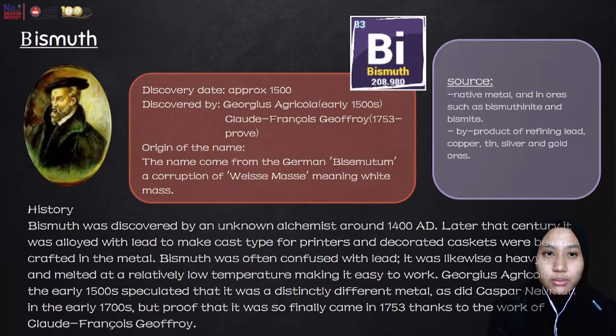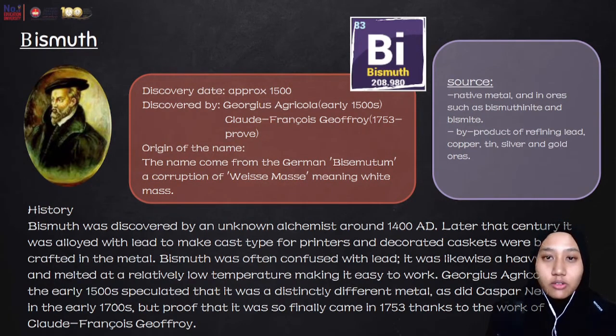The last element in Group 15 is bismuth. Bismuth was discovered by Georgius Agricola in the early 1500s. Claude François Geoffroy proved it in 1753, but the discovery date of bismuth is approximately 1500. The origin of the name of bismuth is from the German Bismutum, a corruption of Wismut, meaning white mass.